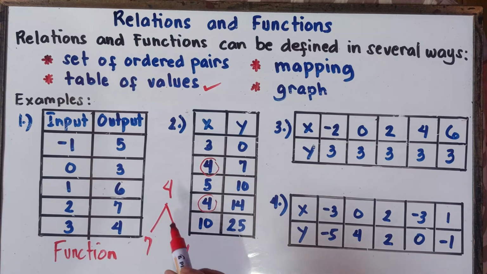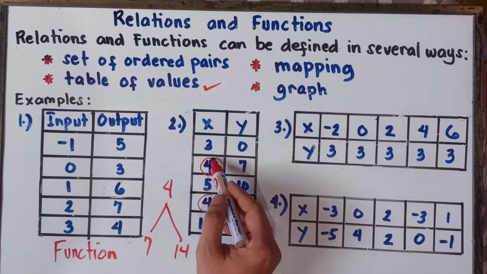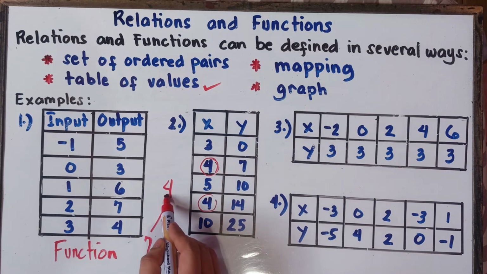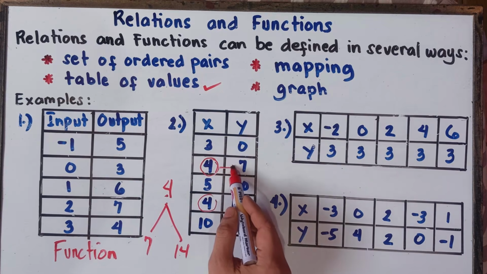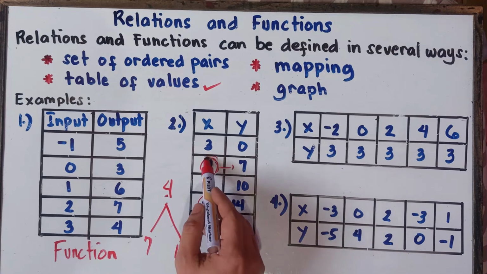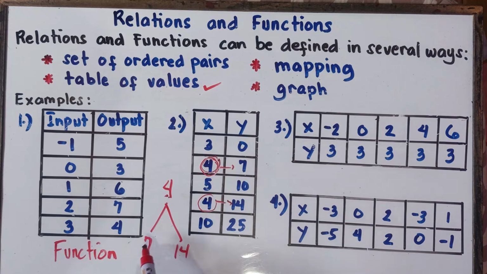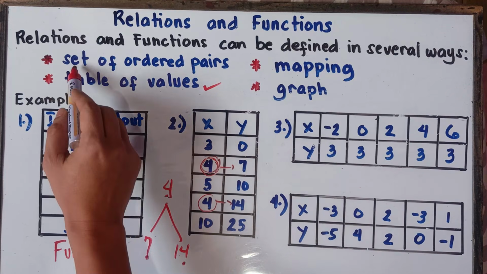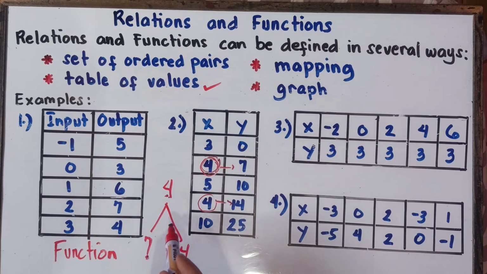Once again, class, this input, the x value, we call that one input. This input 4 corresponds to different outputs. That would be number 7, this one right here, and then number 14, this one right here. Same number, input 4, corresponds to different outputs, that would be 7 and then 14. We explained this one, class, in the set of ordered pairs, how you determine if the given ordered pair is a function or not. We have our illustration, class.